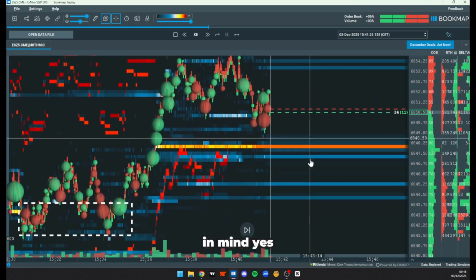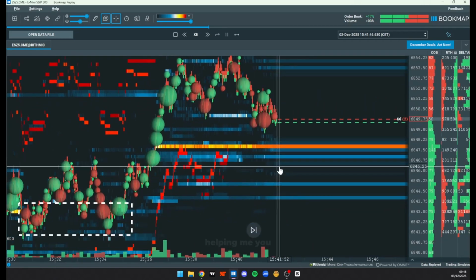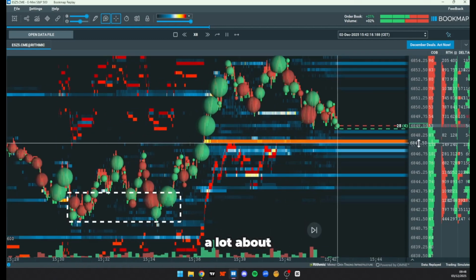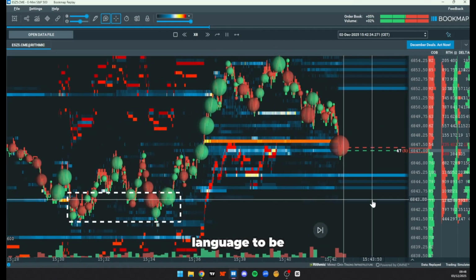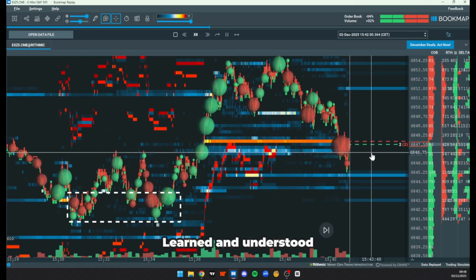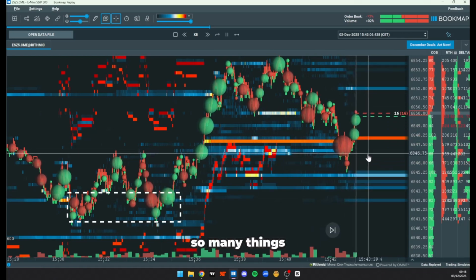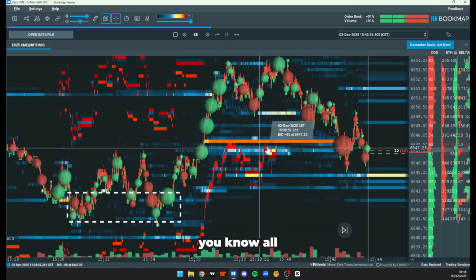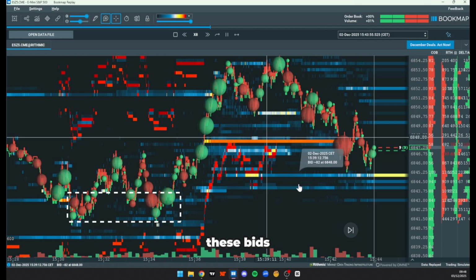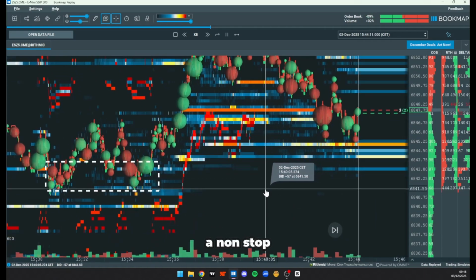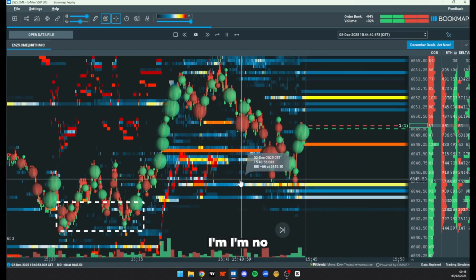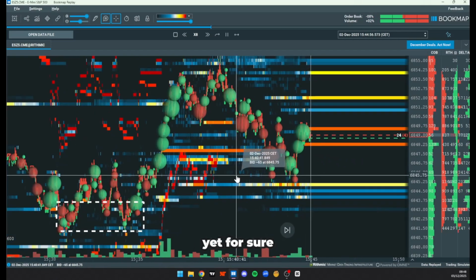And just keep in mind, yes, I use Bookmap and it's helping me stay profitable and stay consistent. But I'm still learning a lot about this. This is a whole other language to be learned and understood. There's just so many things in here that you can spot, patterns and all these limit orders, these offers and these bids. And yeah, it's just a non-stop learning curve, to be honest. And by all means, I'm no master of it yet, for sure.